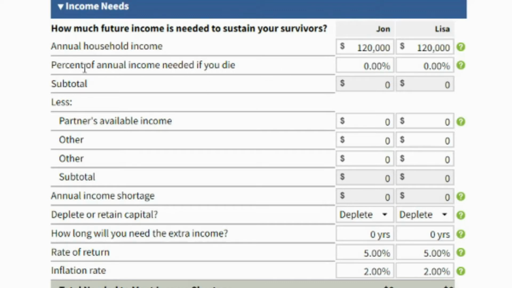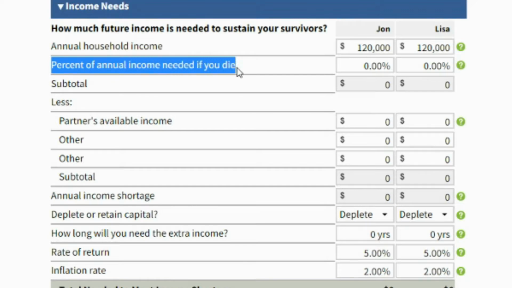Now, this is another thing where brokers would actually give you a different amount to try to sell you more insurance. So percentage of annual income if you die.